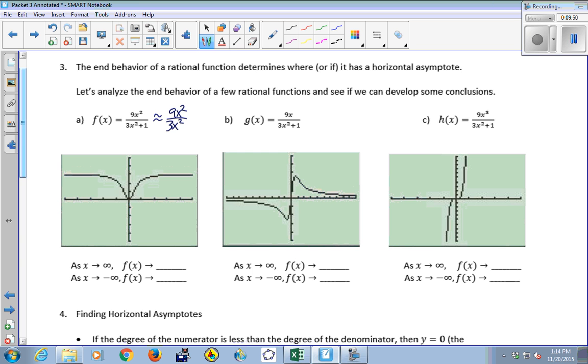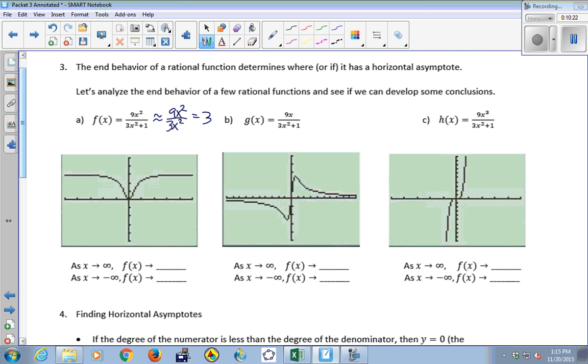This is kind of a fuzzy argument, but when your numbers are so big that you can't even conceive of how big they are, doing +1 is kind of silly. It's just so small you can't even tell that it makes a difference. So when x is really, really big, we are approximately equal to 9x squared over 3x squared. And then the x squareds can cancel, and you get 9 over 3, which is 3. So when x gets really, really big, y's are approximately 3.